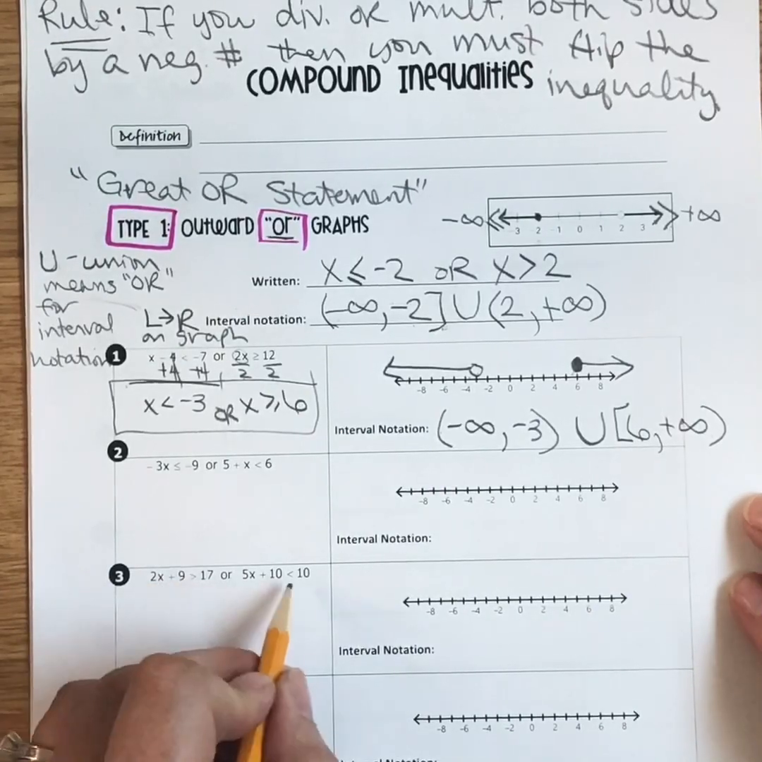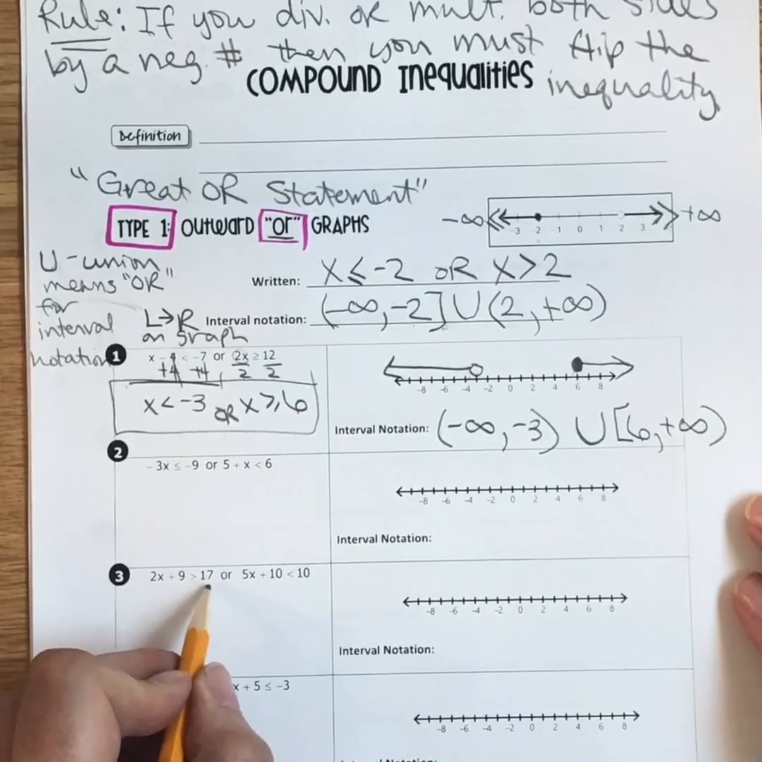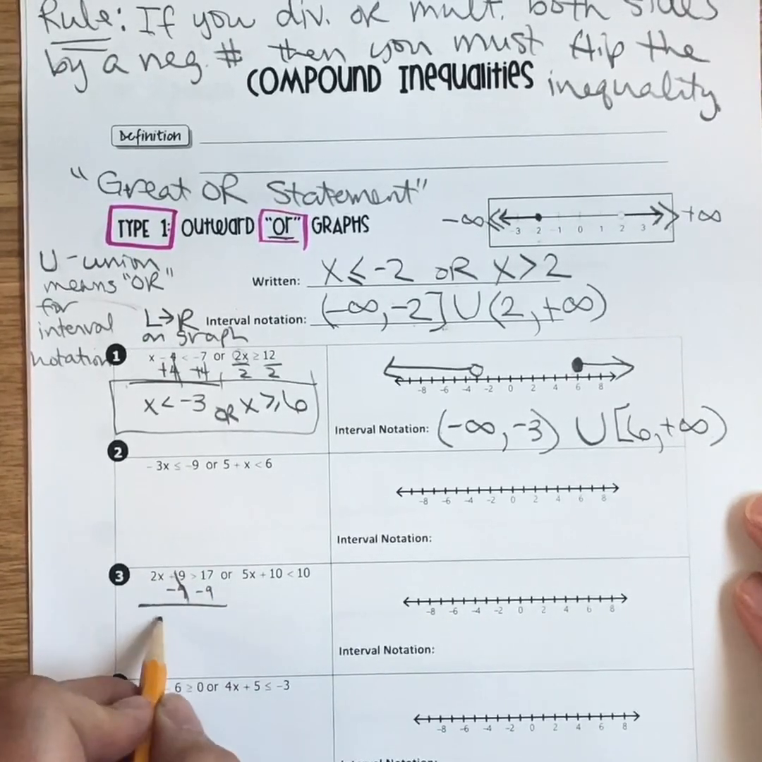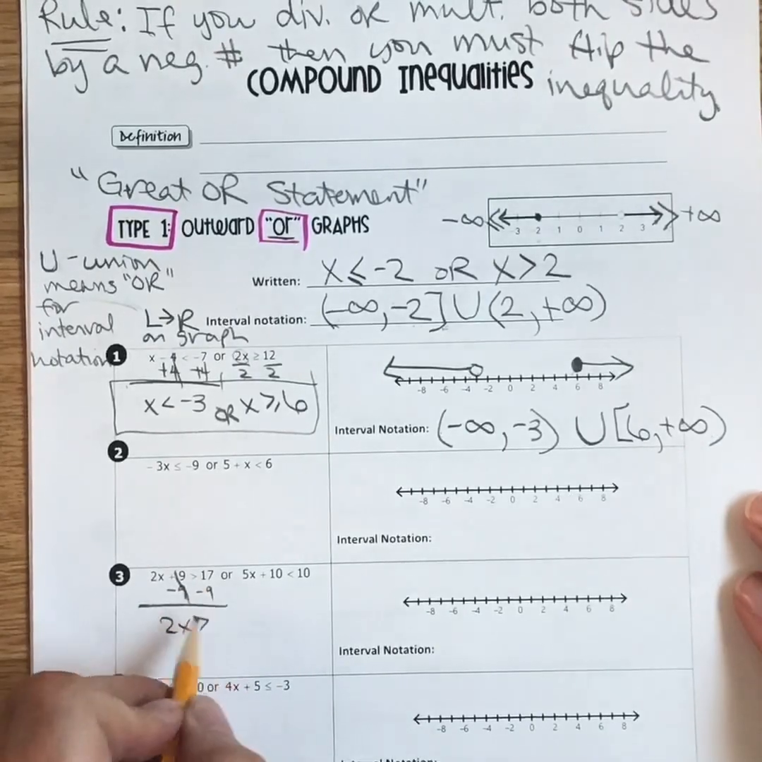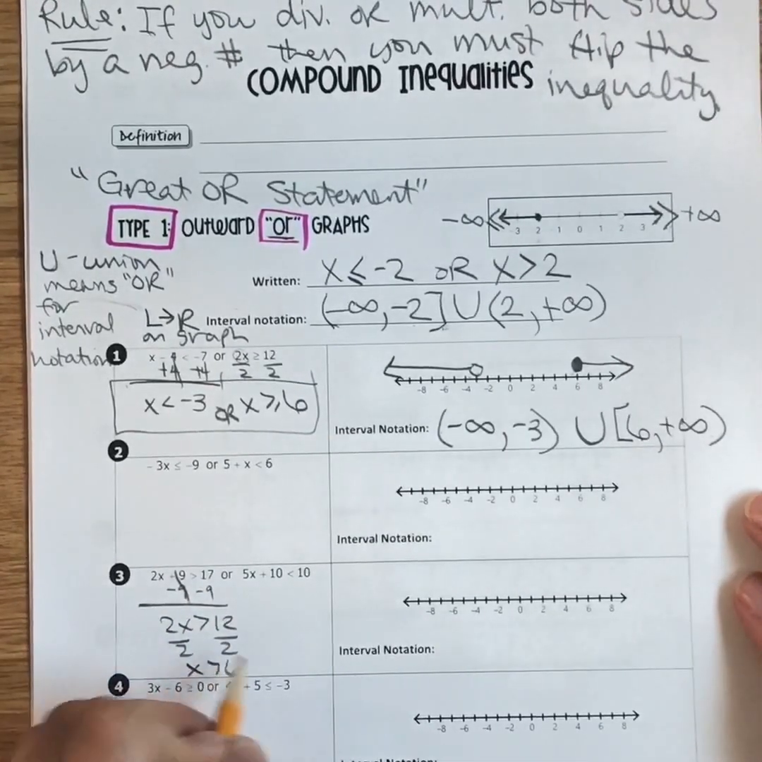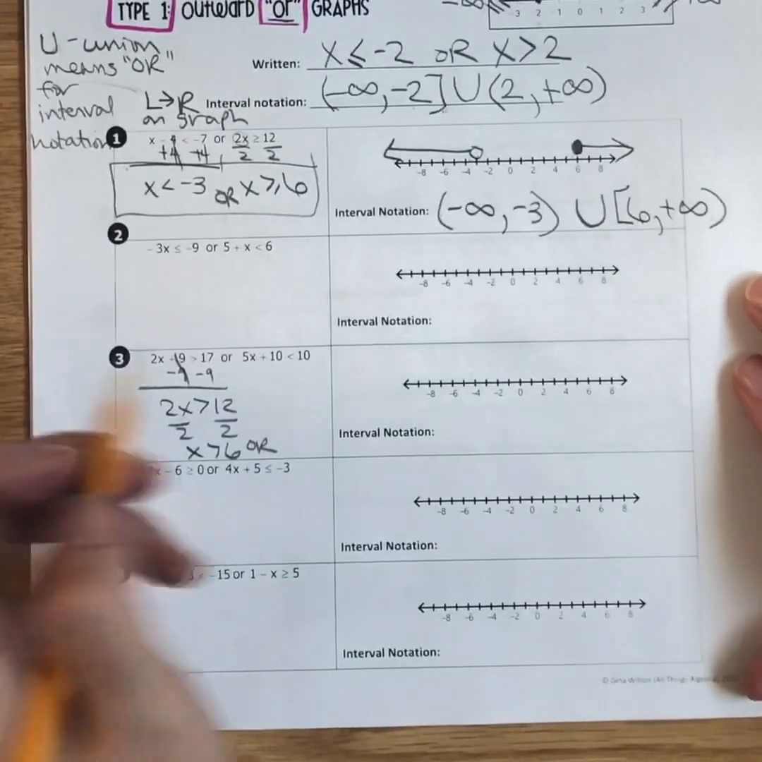So again, we're going to solve each one of these separately. So the first one, since it's 2x plus 9 is greater than 17, let's subtract 9 on both sides. So we get 2x is greater than 12, and divided by 2, so x is greater than 6. And I'll just put my "or" because I know I have a second part.